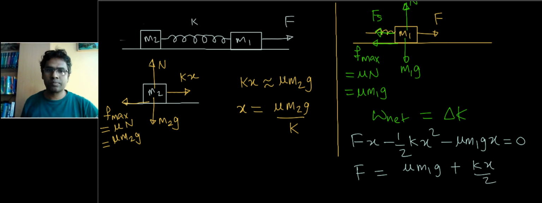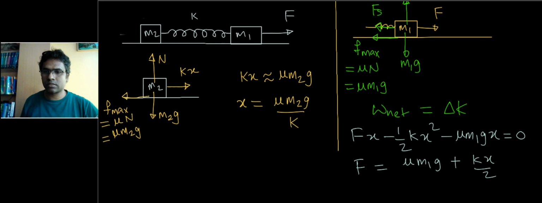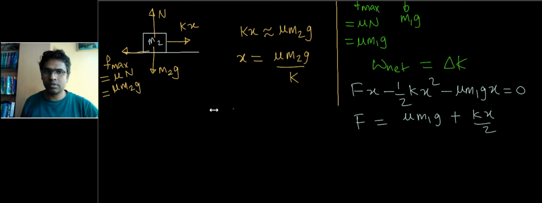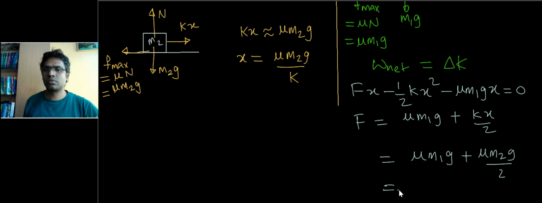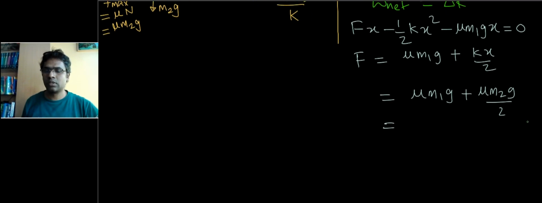Now, if we look at the value of kx from the discussion related to the free body diagram of the other block, that is mu m2g. So if I substitute here, we'll get mu m1g plus mu m2g by 2. So the minimum force required to move the other block is mu g multiplied by m1 plus m2 by 2.